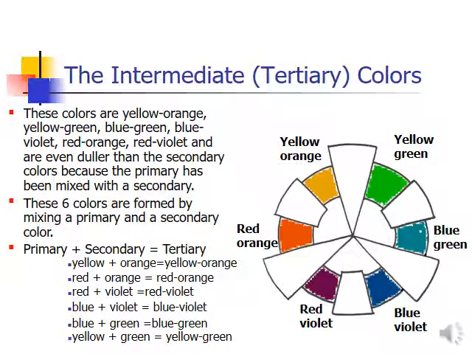So yellow plus orange equals yellow orange. Red plus orange equals red orange. Red plus violet equals red violet. Blue plus violet equals blue violet. Blue plus green equals blue green. Yellow plus green equals yellow green.